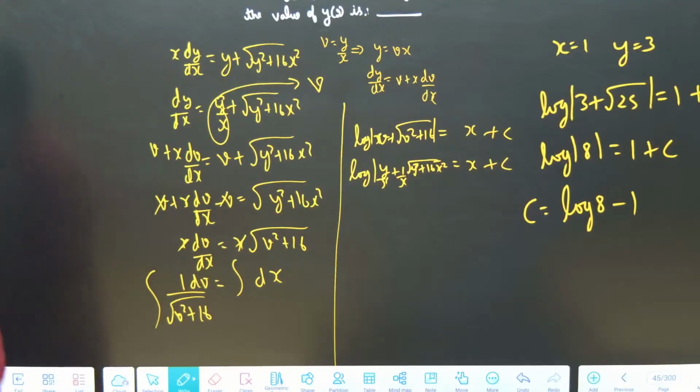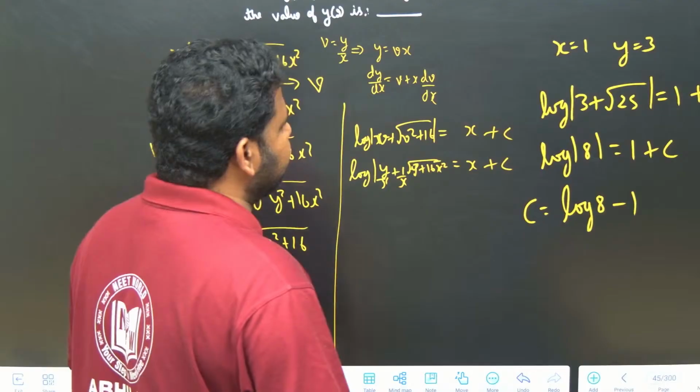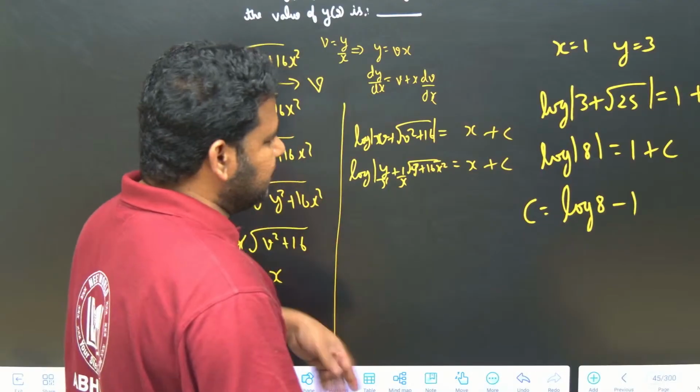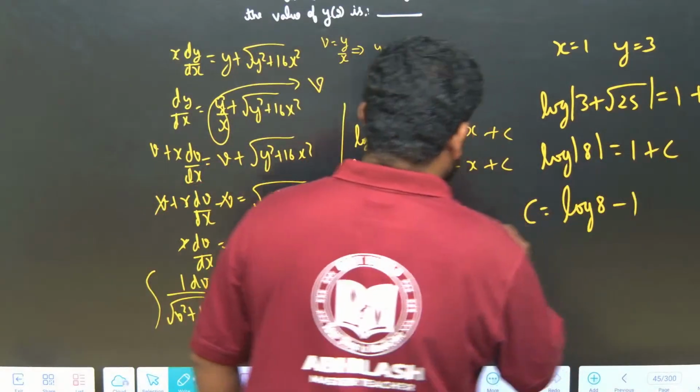Now they are asking us to find y of 2. So wherever x is there, we have to put 2. You can do it by yourself. Already we got the value of c, so you put the value of c here. So this will become what?